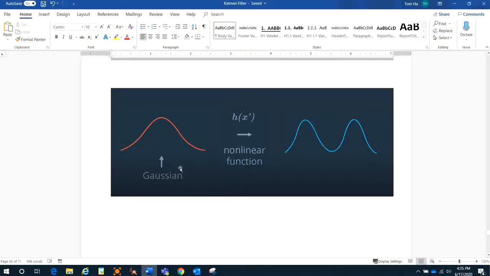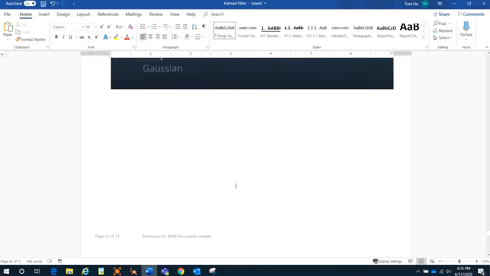From the extended Kalman filter, we already learned it is applied to nonlinear functions. We have a Gaussian input, and for the output with a nonlinear function, we get a non-Gaussian distribution. That's the reason we cannot apply the standard Kalman filter, since input and output have to be linear. So we apply the extended Kalman filter. How do we do that?